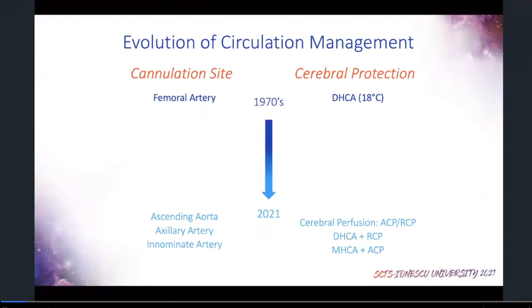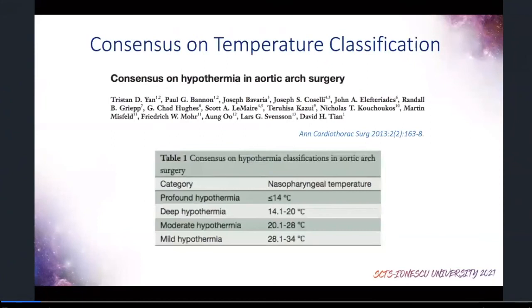But over the last 50 years, we now have a multitude of options for cannulation, including the ascending aorta, axillary artery, and innominate artery. And then in terms of brain protection, we still can use deep hypothermic circulatory arrest, but moderate hypothermia has emerged as a safe option, along with either or both ACP, antegrade cerebral perfusion, or retrograde cerebral perfusion.